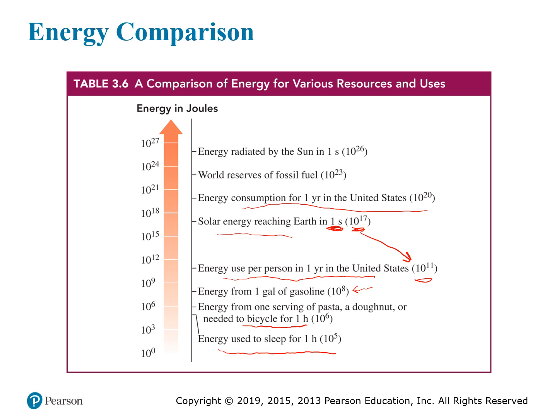And then the world reserves of fossil fuel, 10 to the 23rd. So 1,000 times larger than this number. 1,000 times the energy consumption for the United States for 1 year. So if we, in the United States, were the only ones using energy from fossil fuels and we burn through it at our current rate, it would be used up in 1,000 years.